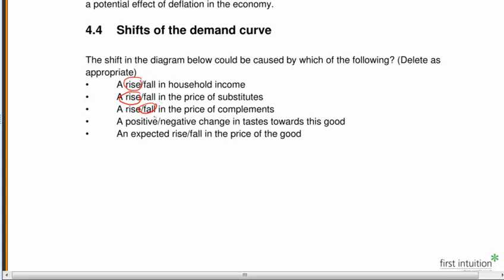It would need to be a positive change in tastes. And it would need to be an expected rise in the price of the good. Yeah, if we're expecting the price to go up next week, we'll buy a load more this week. And that's the sort of thing, isn't it, that happens on budget nights. You know, when we all know the price of petrol is going to go up, when the Chancellor puts another couple of p on a litre, so everyone goes to the petrol station and fills their car up. Yeah, so the expectation of a future price rise causes a rightward shift in the demand for petrol.